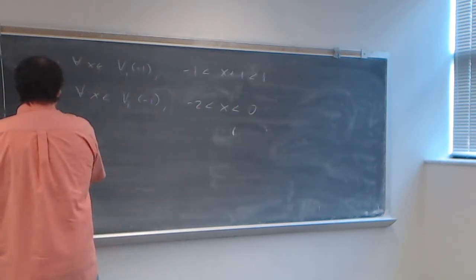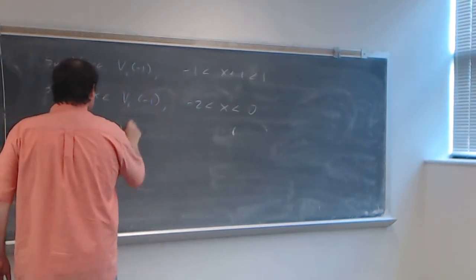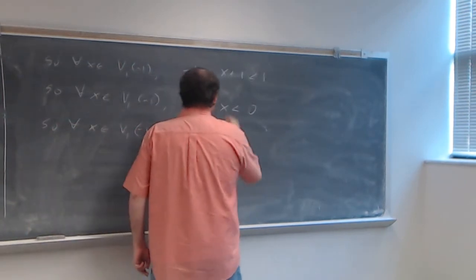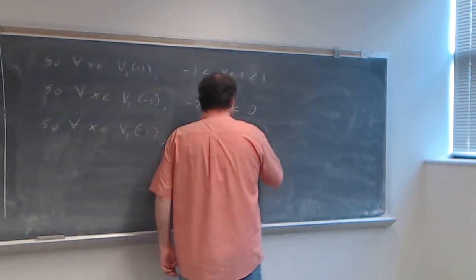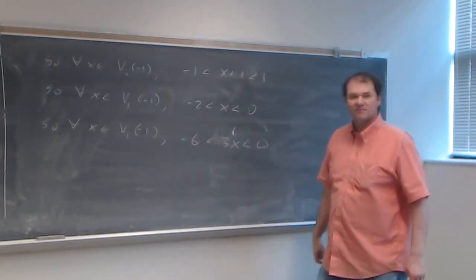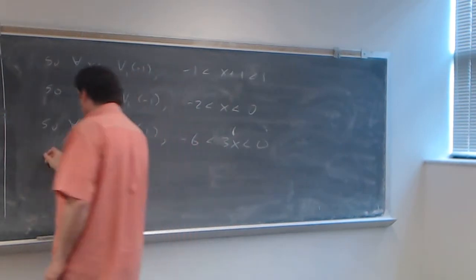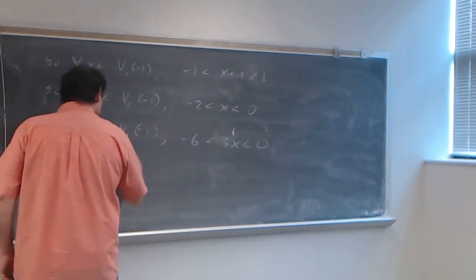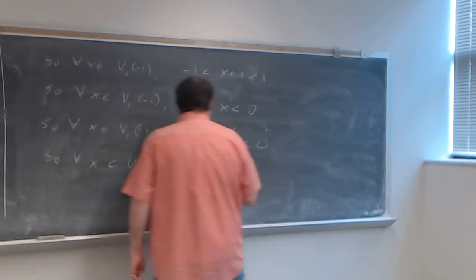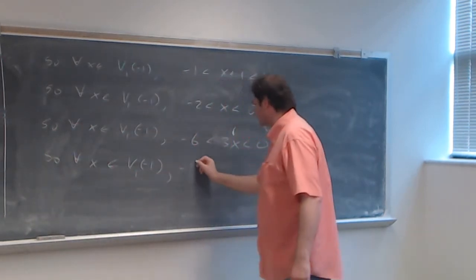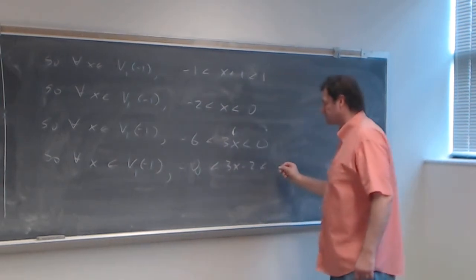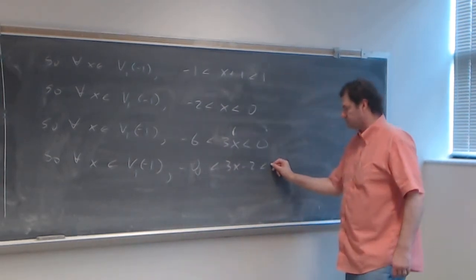Multiply everything by 3. So for all x element of B sub 1 of minus 1, I multiply everything by 3, minus 6. I want to change the sign of the inequality: 3x less than 0. All right, what else do I have to get f of x involved? Minus 2. That's right, Brass. That's what I'm going to do. For every x in this neighborhood, we have 3x minus 2. Isn't that minus 8 is less than 3x minus 2 is less than what?